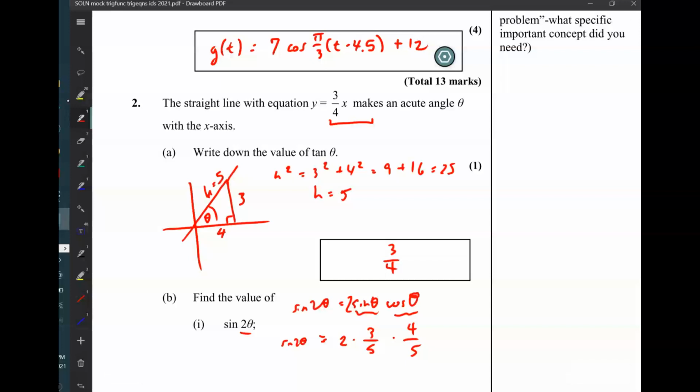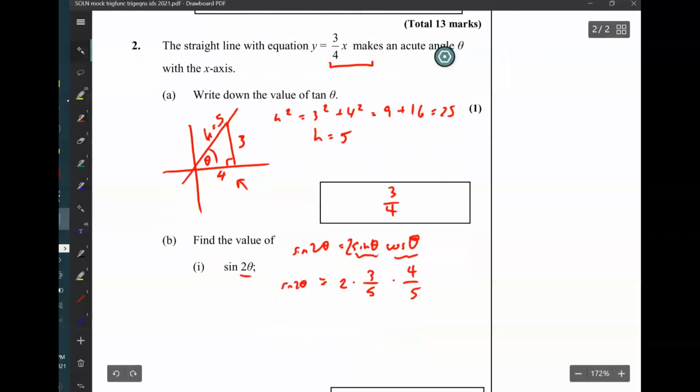By the way, this triangle here is the famous 3-4-5 triangle, which is often found in SAT problems, and that's something that is pretty easy to memorize, and you should memorize it. So let's multiply 2 times 3 times 4. That'll give us 24 for the numerator, and the denominator would be 5 times 5, which would be 25. So sine of 2 theta is equal to 24 divided by 25.